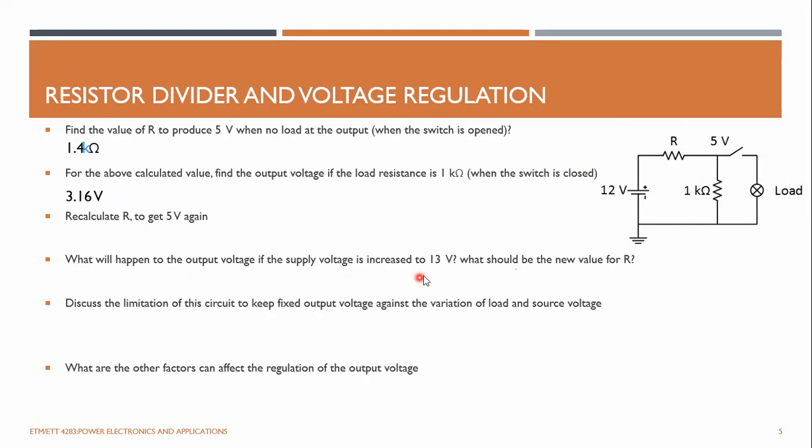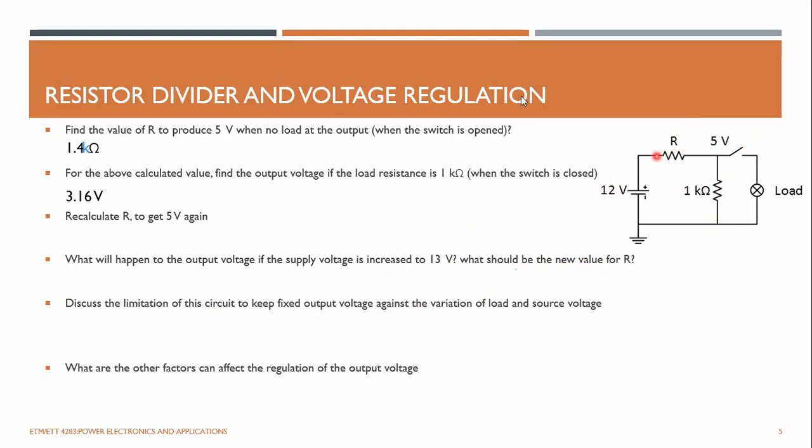But what will happen when you increase this supply voltage to 13 volts? Again, your output will change, right? So you have to find a new value for R if the supply voltage goes to 30. That's the limitation of this kind of resistor divider based concept.